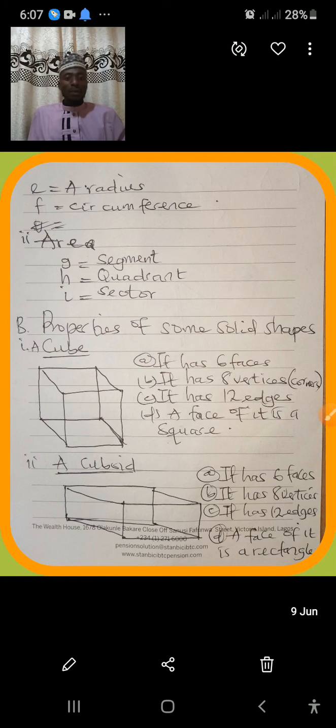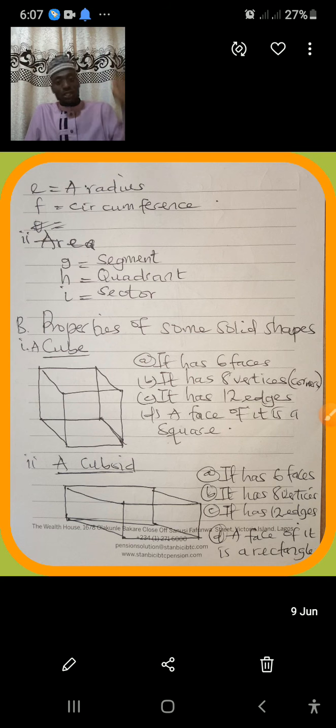Let's go to the properties of solid shapes. Don't forget that solid shapes are shapes that have 3 dimensions: the length, the breadth, and height or thickness. We start from cube. Cube has 6 faces. It has 8 vertices. The singular of vertices is vertex, while the plural is vertices. Another name for vertices is corners. So it has 12 edges.